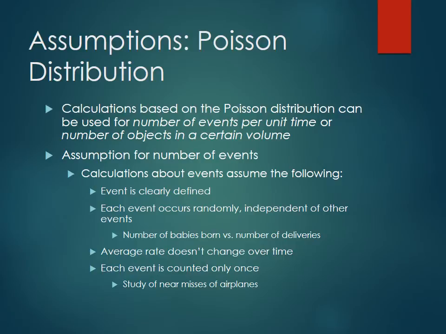The average rate shouldn't change over time. And then each event is only counted once. That way, one event does not get counted twice and change your rate. So basically, it needs to only be counted once.